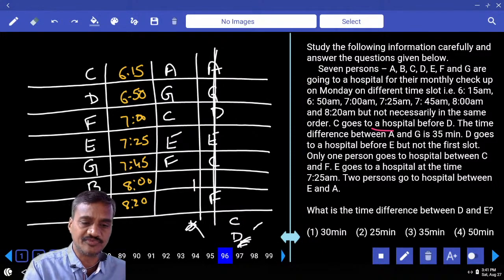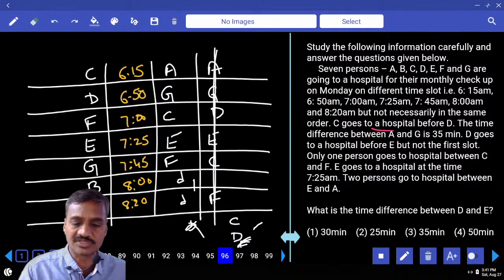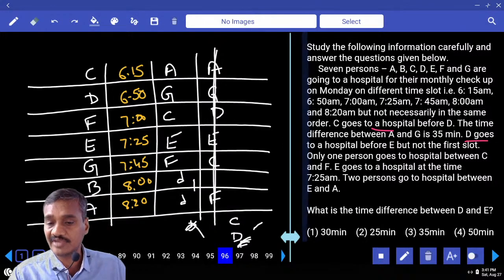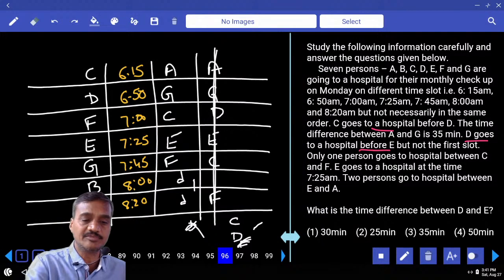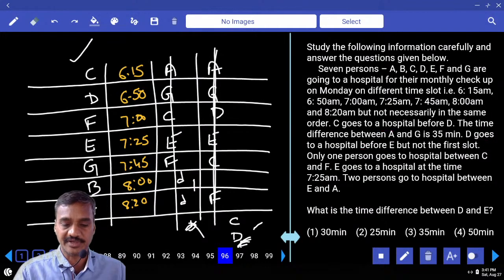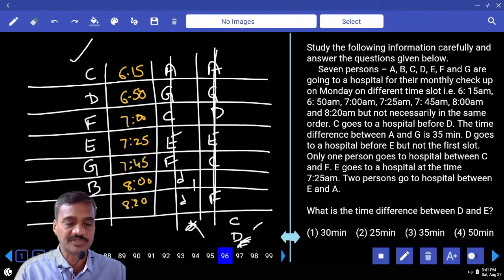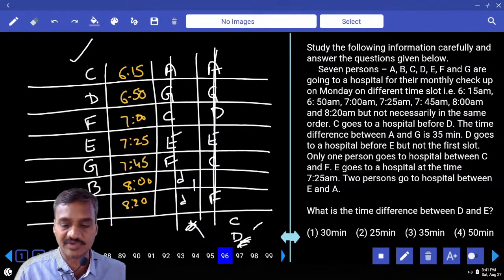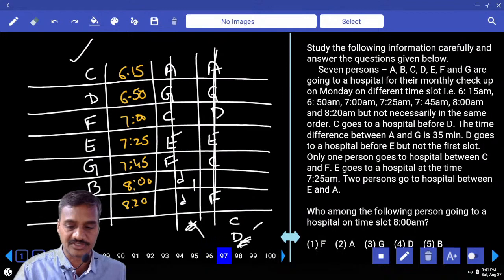Now C is before D, and D could be in either of the two places, and D is before this. But D before E is not possible in one of them. So what is the only possibility we have? C, D, F, E, G, B and A. And what is the time difference between D and E? Between D and E, 6:50 and 7:25 is 35 minutes, choice 1, question 96.